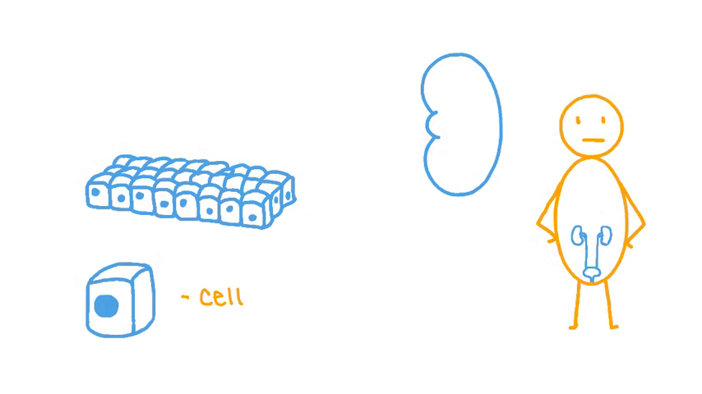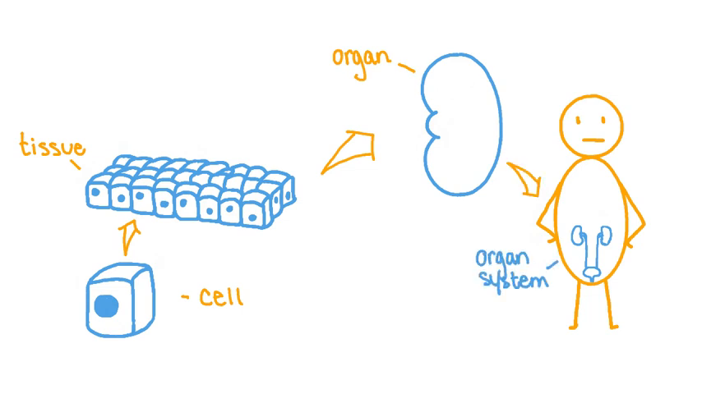First, let's recall that the cell is the basic unit of life, or the smallest thing that can be considered to be independently alive. A group of cells that work together to perform a specific function are called a tissue. A group of tissues that work together to carry out a function are called an organ. Several different organs that work together to carry out a specific function are called an organ system. And most multicellular organisms contain several different organ systems.